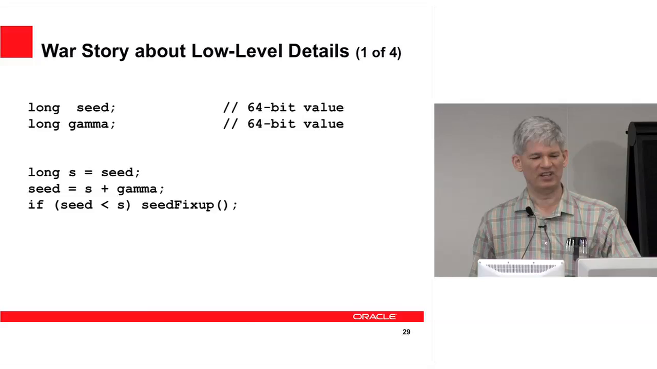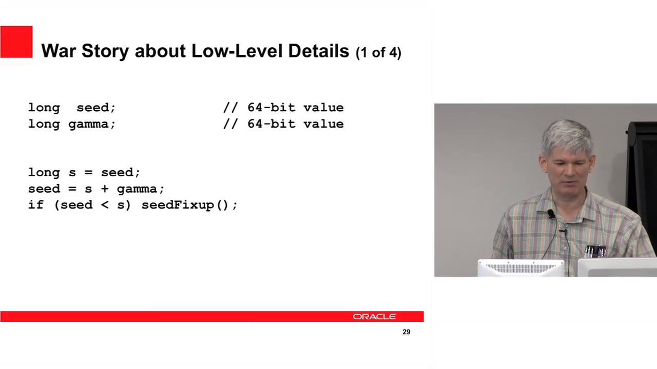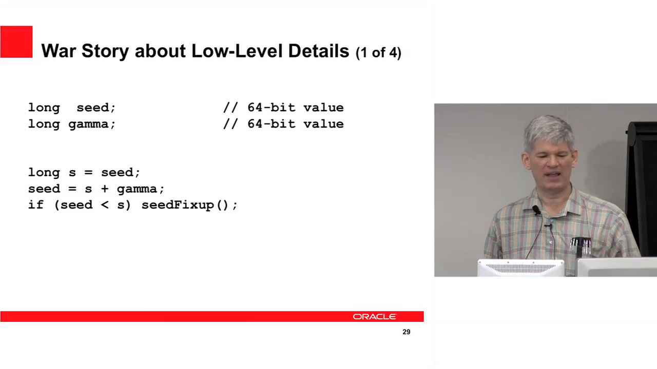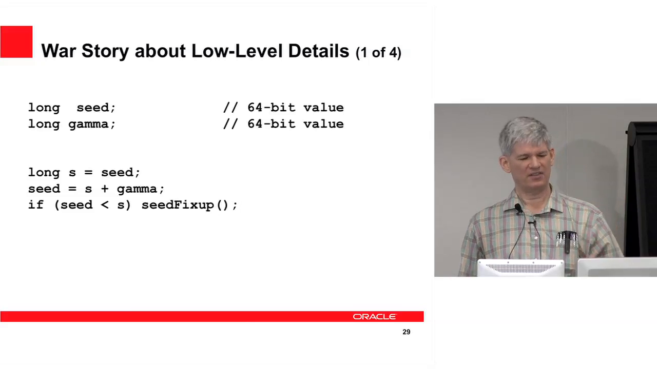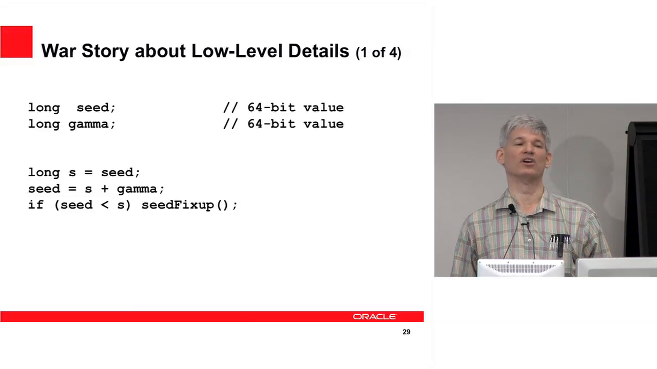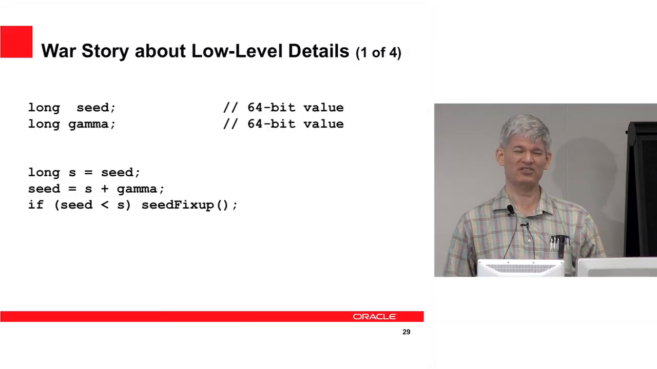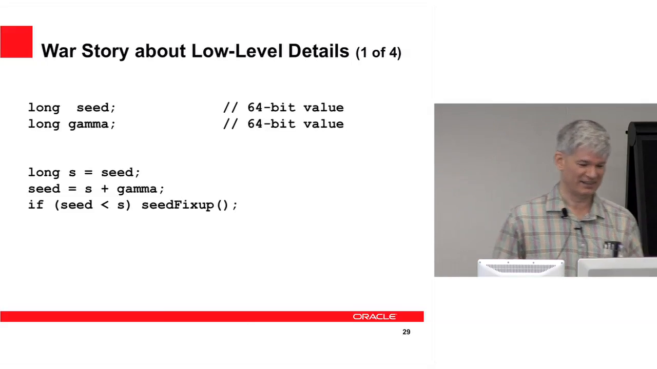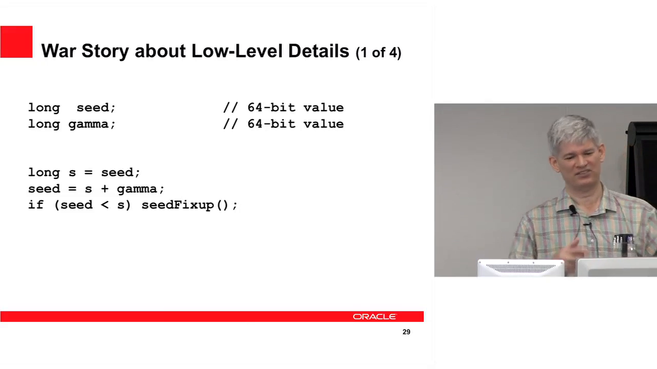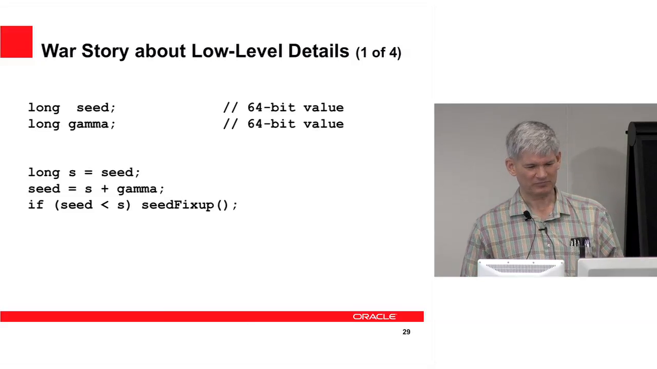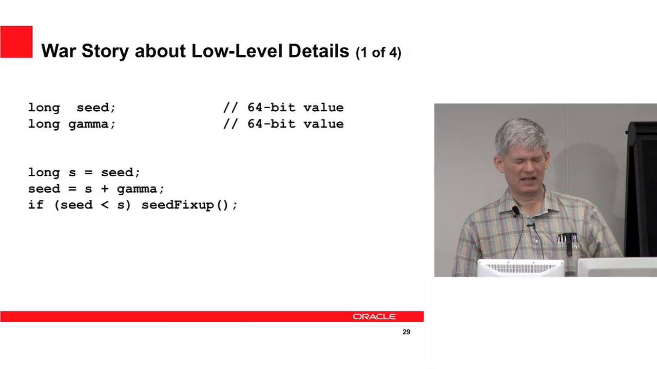So we save the seed value aside in a long variable, we add gamma to that, store it back into seed, and then we ask, is seed less than s? This is actually an idiom to find out whether overflow occurred. It's too bad we don't have access to the overflow flags. It would be wonderful if the compiler would recognize this idiom and actually use the overflow flag. That would be great. But even if not, this is still pretty reasonable. Okay, so far so good.